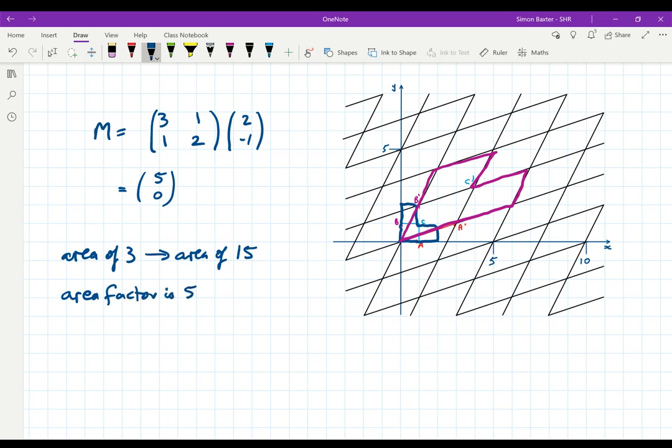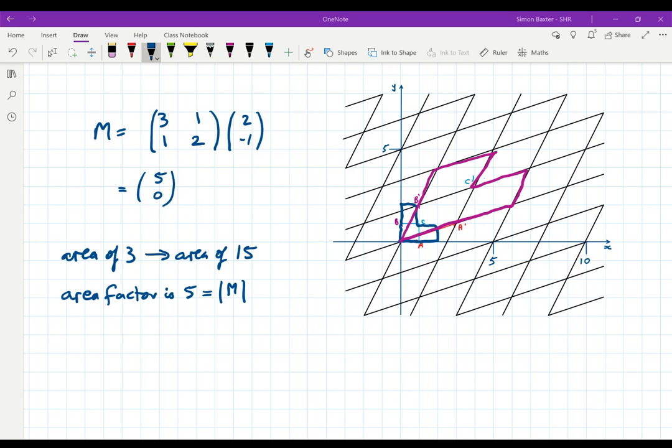And that just happens to be the same as the determinant of M. If you work out the determinant of M, you get 3 times 2 minus 1, which is 5. Now that will work whatever shape I start with. I started with 3 squares, I got 3 parallelograms. The area was 15, 5 times as big. If I started with 9 squares, I would get 9 parallelograms, an area of 5 times 9, 5 times as big.